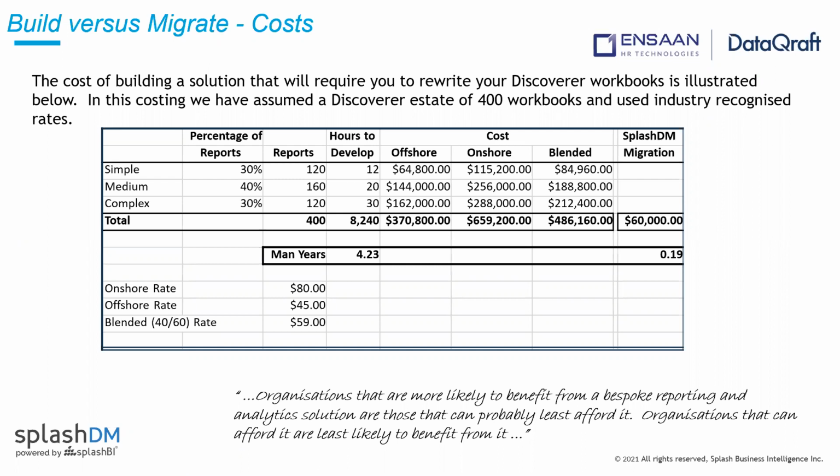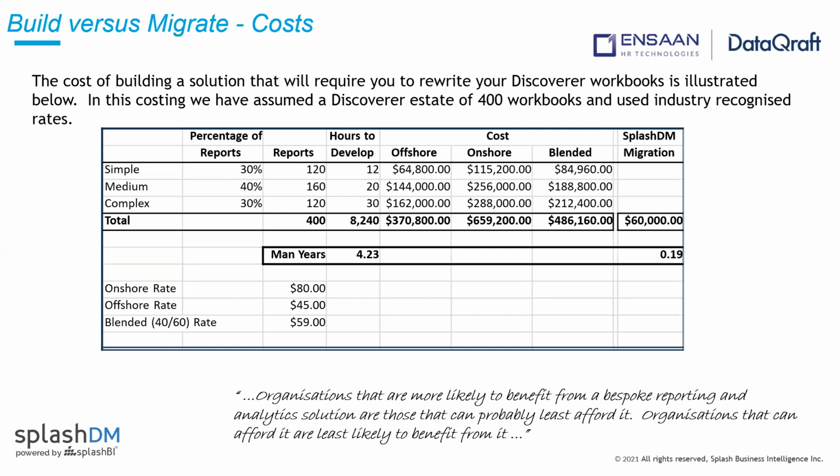Most reports, whatever solution you're using, you can categorize into simple, medium, and complex. On average, we always tend to find that 30% of the reports are simple, 30% are fairly complex, and 40% are of medium type. And if you use an industry standard, people will tell you that whatever product you're using, it should take you 12 hours to build a simple report, 20 hours to build a medium report, and 30 hours on average to build a complex report.